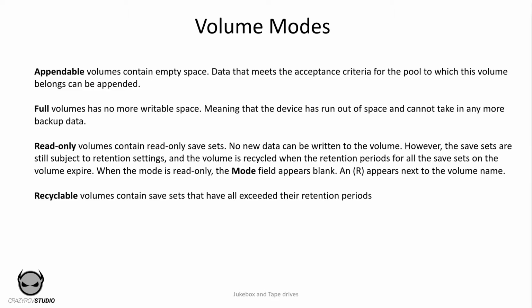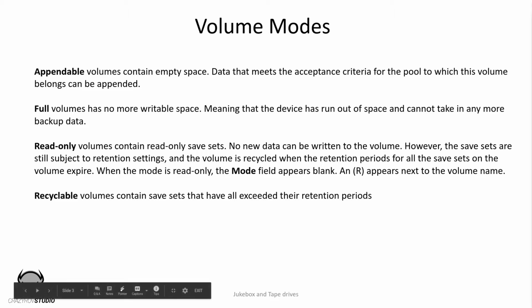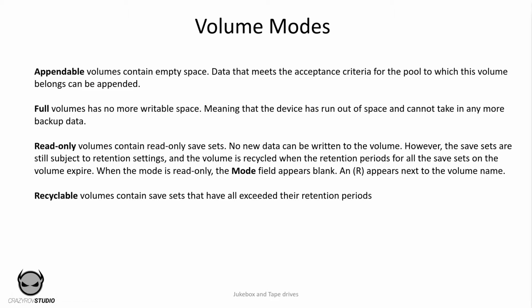However, the save sets are still subject to retention settings, and the volume is recycled when the retention period for all the save sets on the volume expires. When the mode is read-only, the mode field appears blank and an R within brackets appears in the volume name. The next mode is recyclable. When all the save sets that reside on a volume exceed the retention period and become recyclable, the volume becomes recyclable as well. While a volume is recyclable, it can be relabeled and can be used to back up new data.